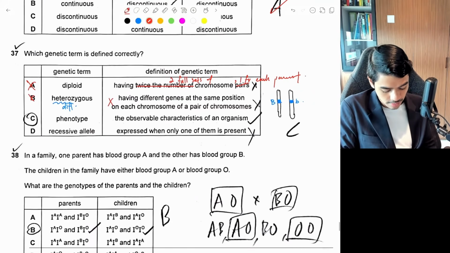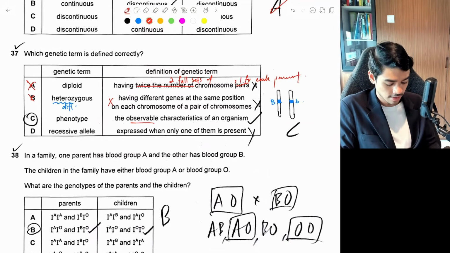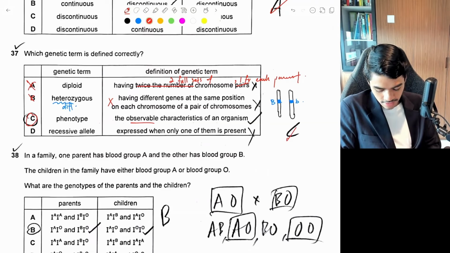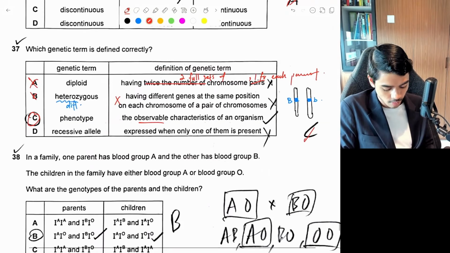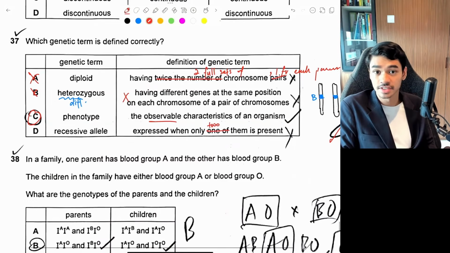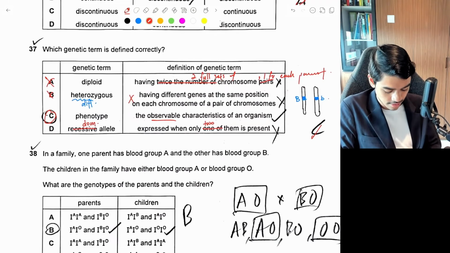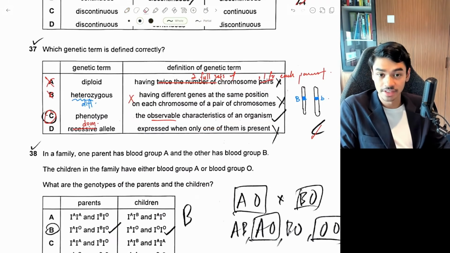Then C says phenotype, the observable, the outward traits that you can see as a result of the genotype of an organism. Yeah, C is the answer. And then D says recessive allele expressed when only one of them is present. Actually, when both of them are present, that is when a recessive is expressed. And in fact, this is a dominant allele answer, right? If we don't change this, this is actually a dominant allele's description.